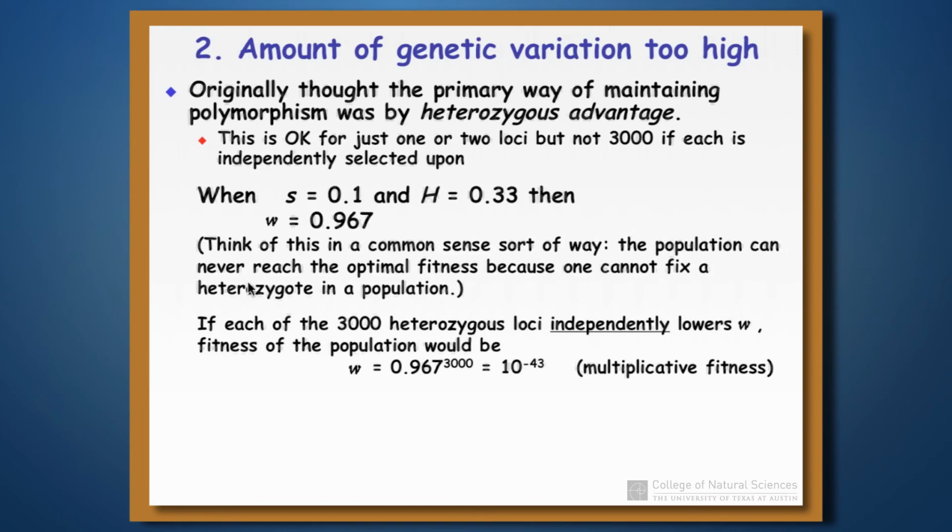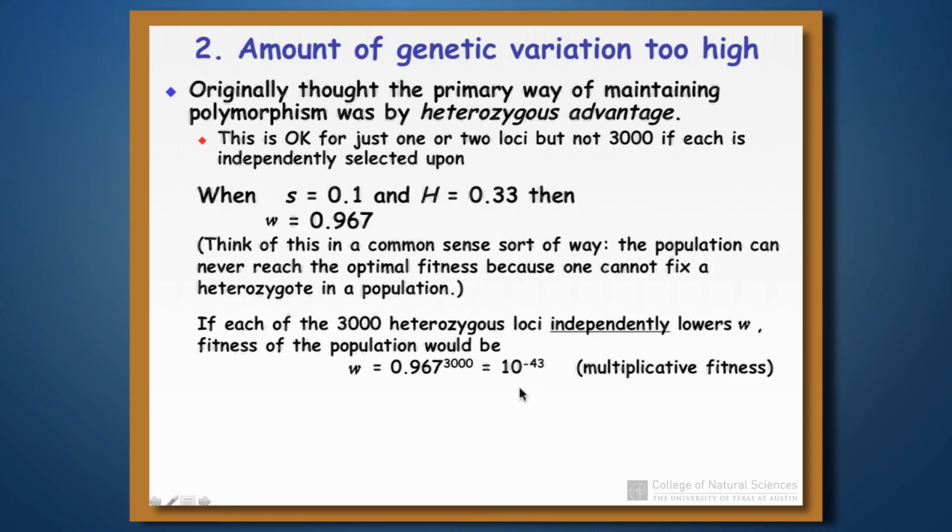Now that's not a very big genetic load, right? We're talking about a genetic load of about 3%. But here's where the real problem comes from. When you've got 3,000 heterozygous loci, and each one is independently affecting the fitness of the population, to get the overall effect on the average fitness of the population, we have to take the effect on a single locus and raise that to the number of loci. So we take 0.967 and raise it to the 3,000th power, and that is approximately 10 to the minus 43.